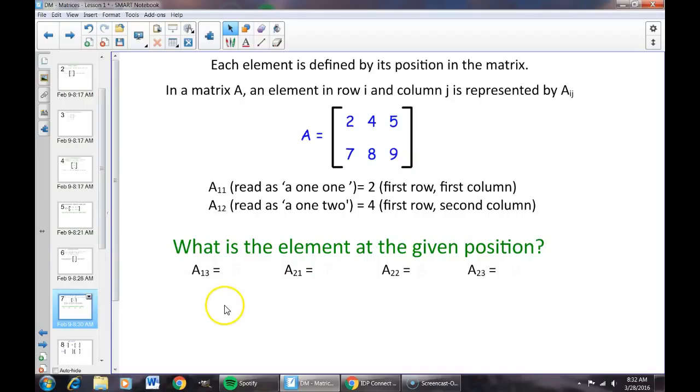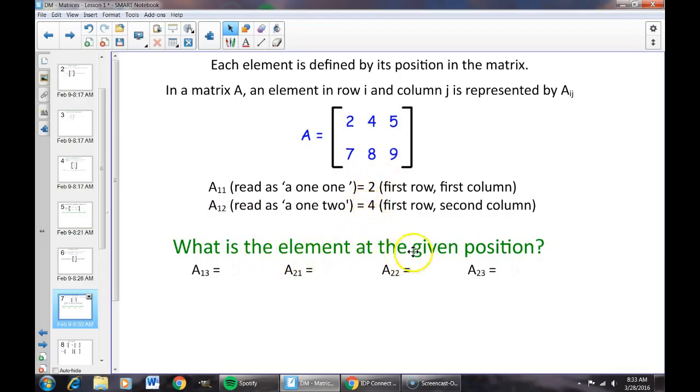Alright, so each element is defined by its position in the matrix. In a matrix, let's say it's A, an element in row i and column j is represented in this format. So the letter A represents the matrix, i would represent the row number, and j would represent the column number. So A11, for example, is read as "A one one", and it will mean the first row and the first column. So the item in the first row and the first column will be the number 2. A12 will be first row, second column. In this case, that number is 4.